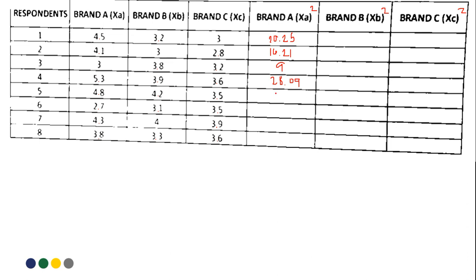4.8 nga. 23.04. 2.7. 7.29. Next, 4.3. 18.49. 3.8. 14.44. Let's move on to brand B. Sir, may 4.1, 16.81 po yun.